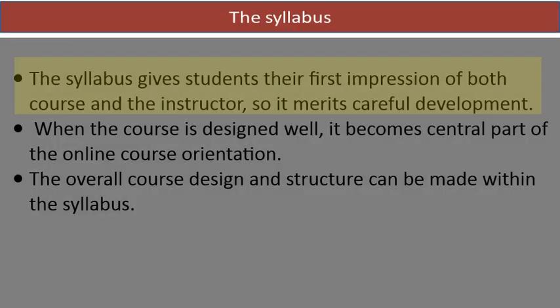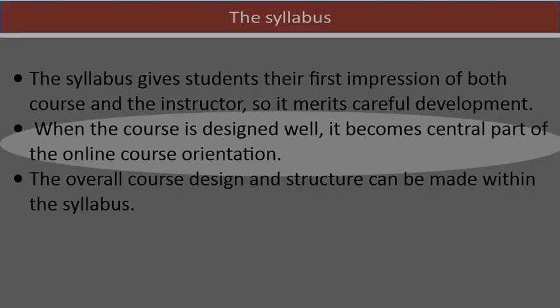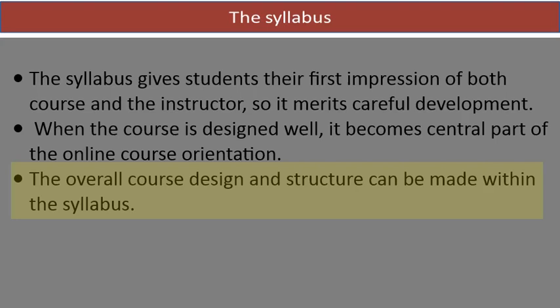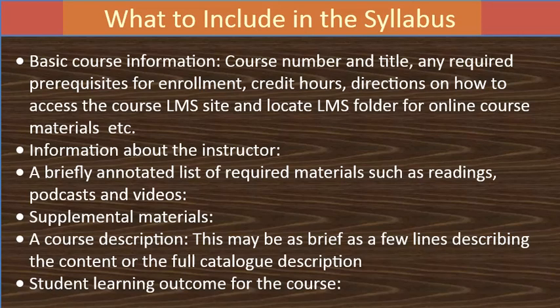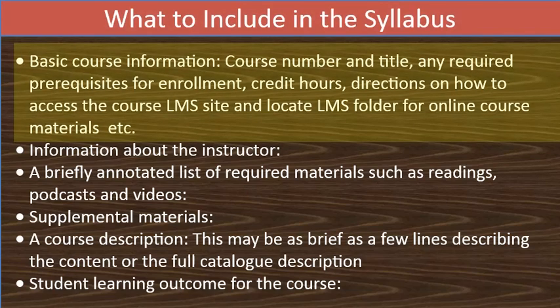The syllabus. The syllabus gives students their first impression of both course and instructor, so it merits careful development. When the course is designed well, it becomes a central part of the online course orientation. The overall course design and structure can be made within the syllabus. What should be included in the syllabus? The syllabus must contain basic course information. It includes course number and title, any required prerequisites for enrollment, credit hours, directions on how to access the course LMS site and locate the LMS folder for online course materials, etc.